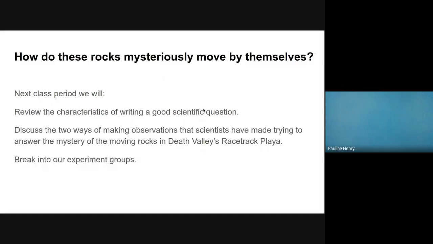How do these rocks mysteriously move by themselves? Do you recognize that question from the phenomena on your lesson plans?